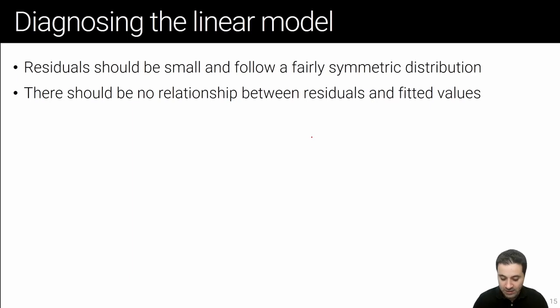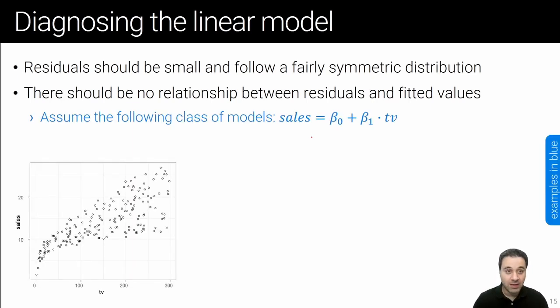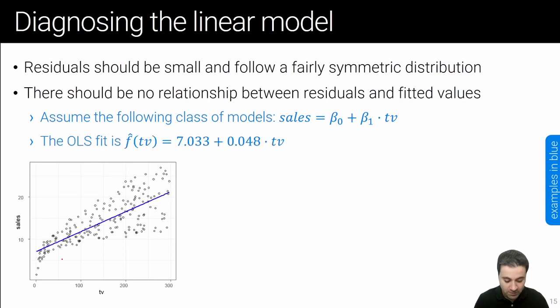So let's look at the example again. We have here TV advertising and sales. We assume the following class of models. Sales is beta 0 plus beta 1 times TV advertising. We do OLS. We fit the model. It's this one in blue. So our estimates are 7 for beta 0 and 0.05 for beta 1. Okay, that's what the model looks like. Fair enough. What should we look into?